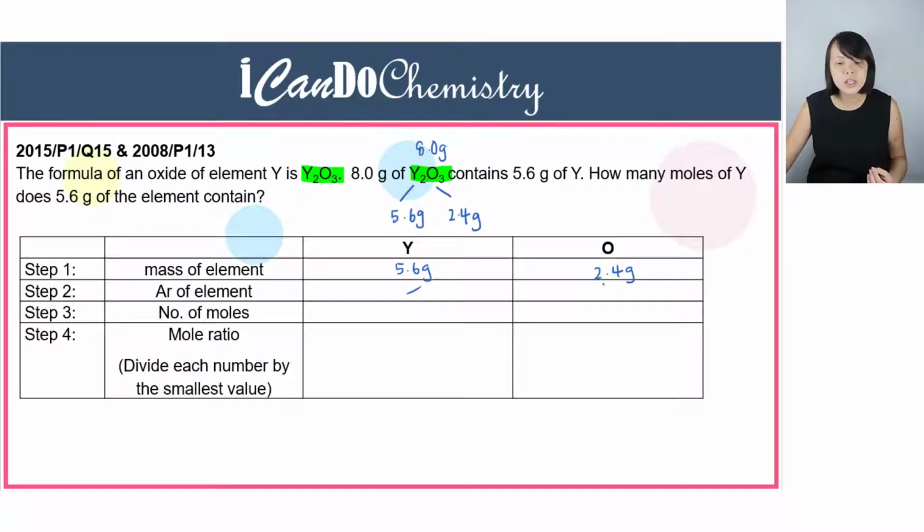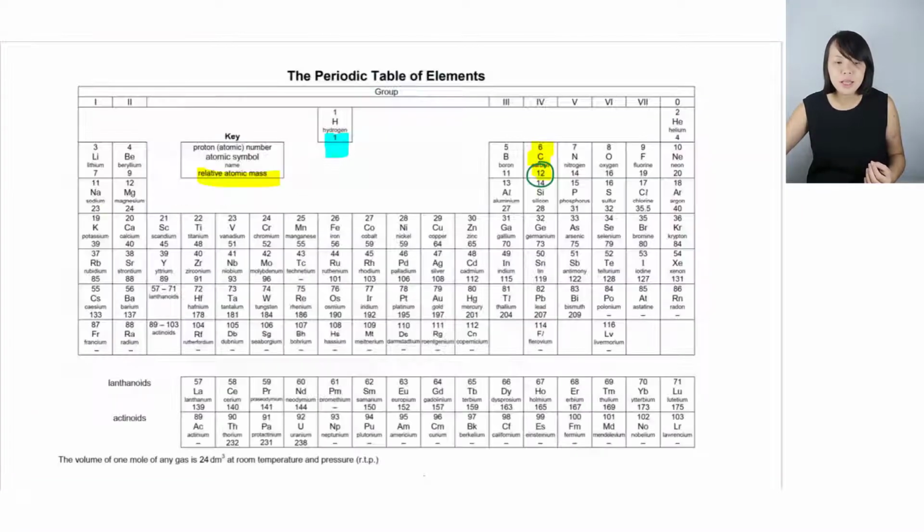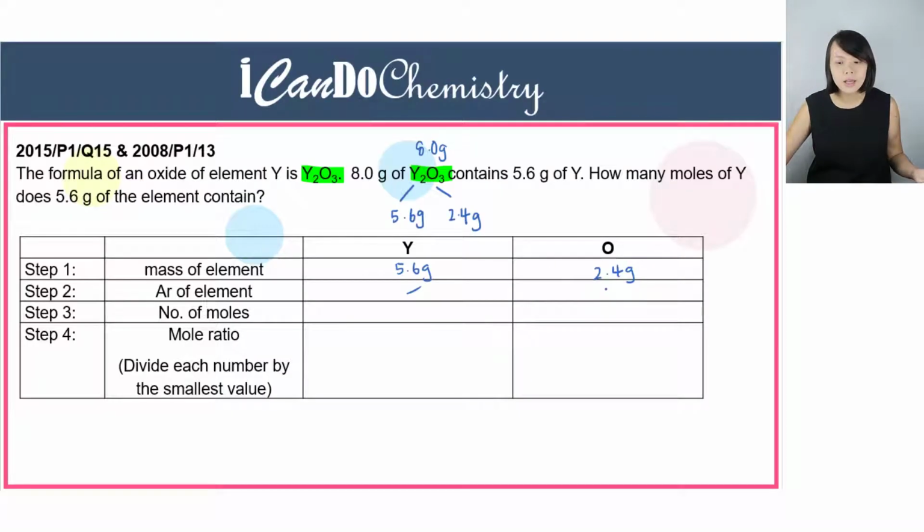For oxygen, the AR of oxygen, if we refer back to the periodic table, oxygen is over here. Okay, so the AR is actually 16. So let's fill that out. The AR of oxygen is 16. Number of moles of Y, I don't know what it is, and that is what we are required to find in this question.